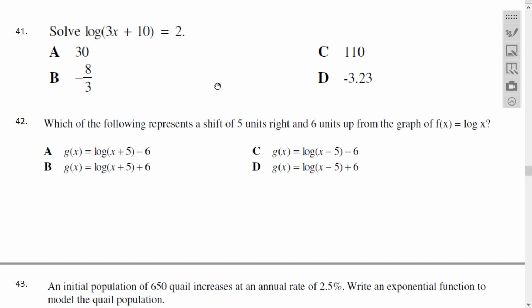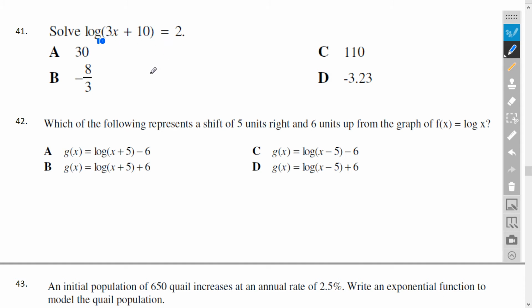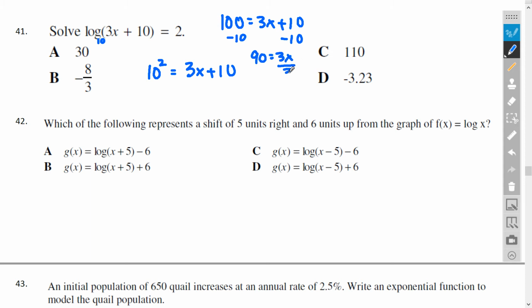41, solve the log equation. Okay, so pretty straightforward here. We are going to change this to exponent form. So remember, this is a common log. It has a base 10. So this would be 10 to the second power is equal to 3x plus 10. Okay, so that's 100 is equal to 3x plus 10. And then we can solve this for x: minus 10, 90 is equal to 3x. Divide by 3, so x is equal to 30. So letter A.